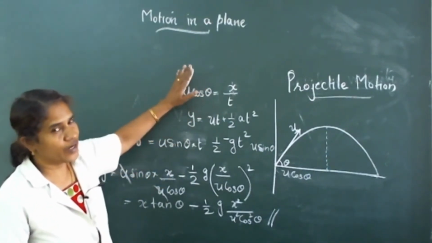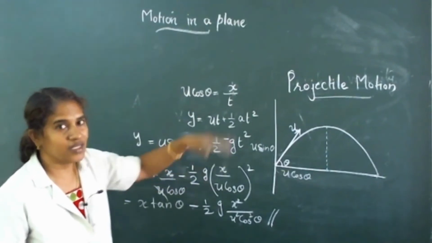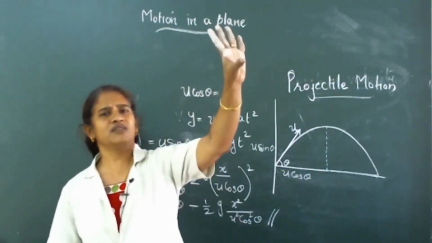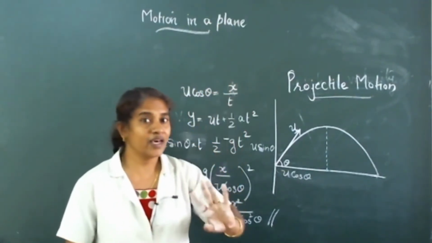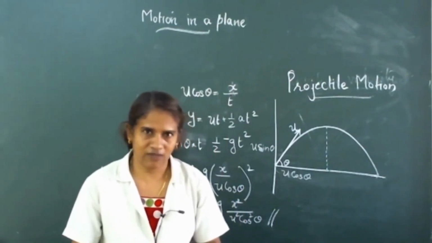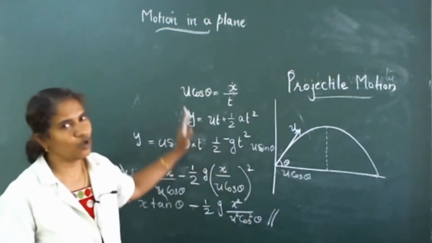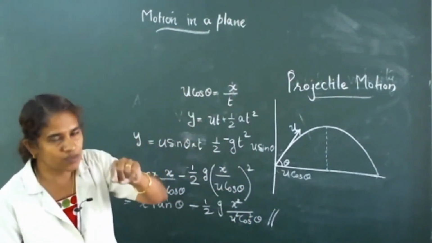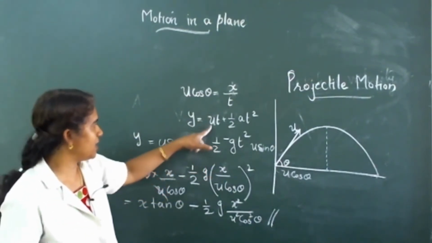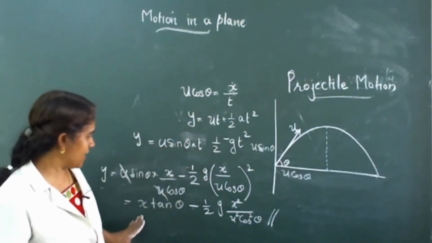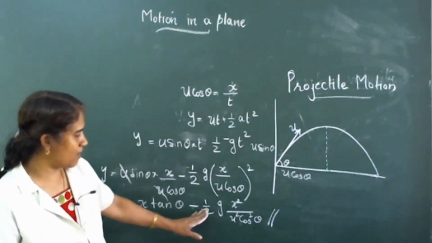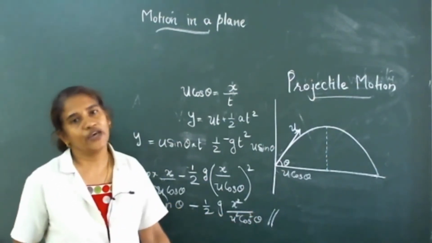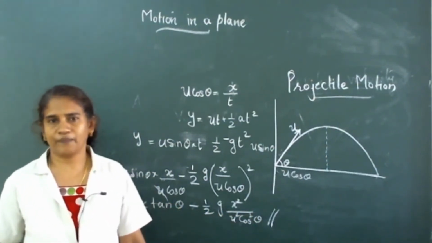Initial velocity, don't forget, in the ordinary case it is 0, because the ordinary thing is just dropping, so 0, but here u sin theta is the initial velocity. If it is 0, it happens the other way. In this projectile motion, u sin theta, so accordingly we will be getting the final expression as x tan theta minus half g x square by u square cos square theta.